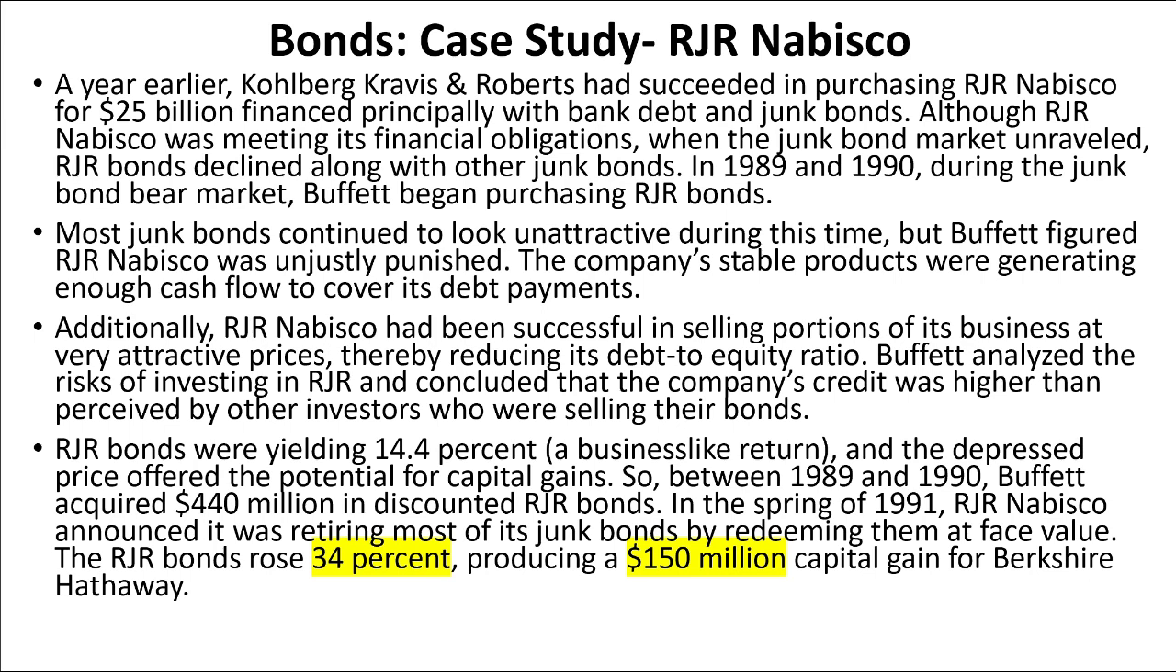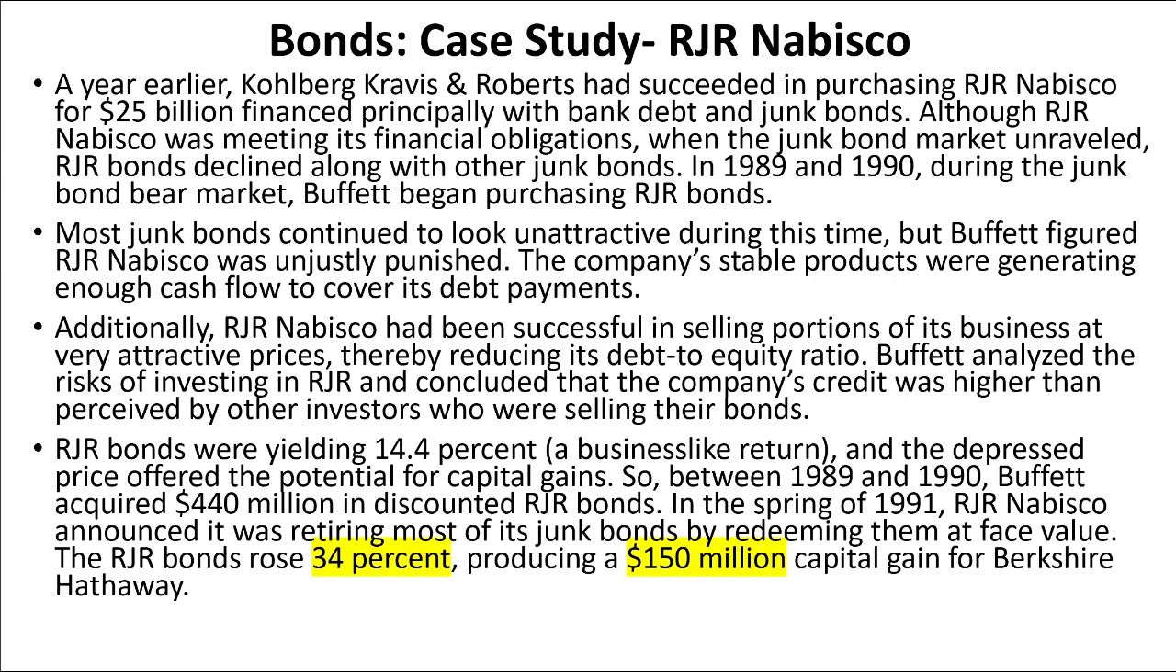Kohlberg, Kravis and Roberts purchased RJR Nabisco for around 25 billion, partially with bank debt and the rest because the bank will not fund everything you wanted to purchase. And since the investors aren't much aware of Kohlberg, Kravis, and Roberts, they may come with some kind of a junk bond to meet the financial obligations. So this is how junk bonds are issued.